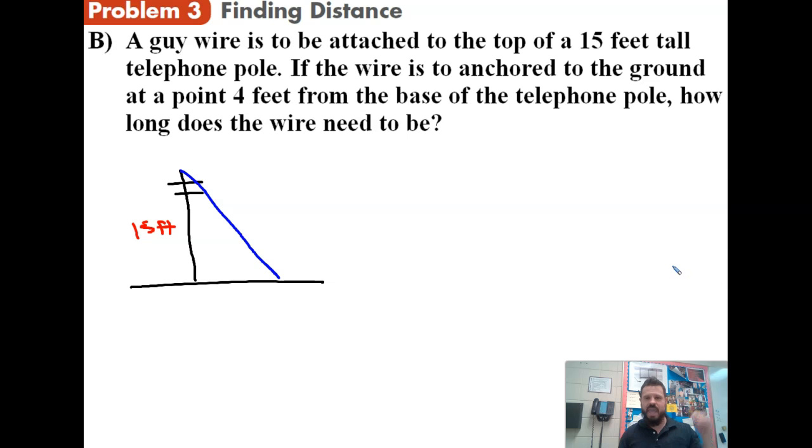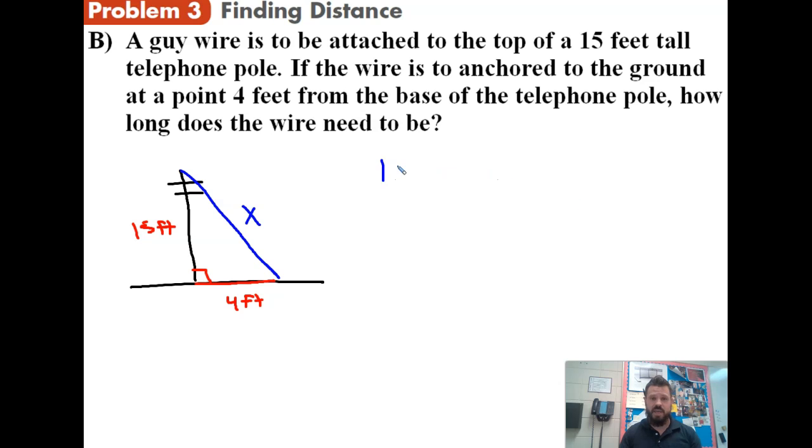All right, if the wire is to be anchored to the ground at a point 4 feet from the base of the pole, meaning that distance from the base of the pole to the wire is 4 feet, we want to know how long the wire needs to be. In other words, the wire's length is our x. We want to solve for that x there. Again, Pythagorean theorem applies here because I have a right triangle. I know both the legs. We can use that to solve for the hypotenuse.